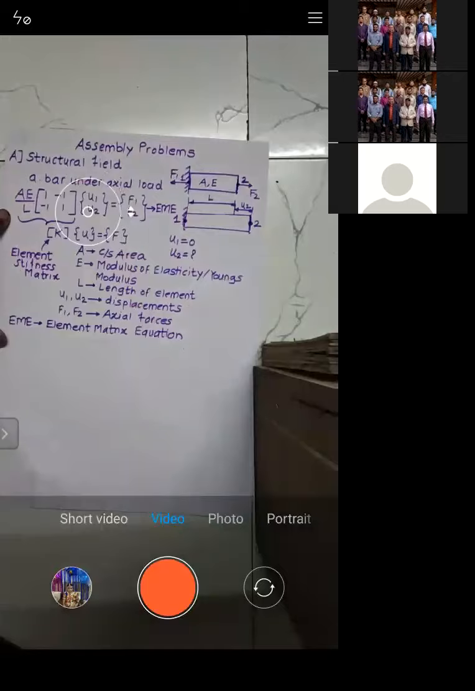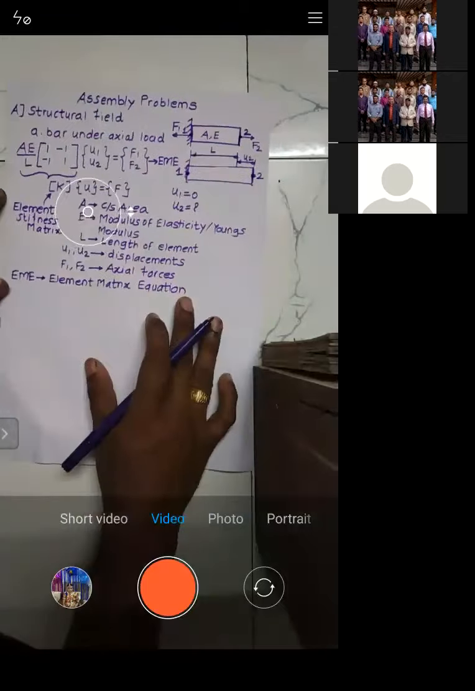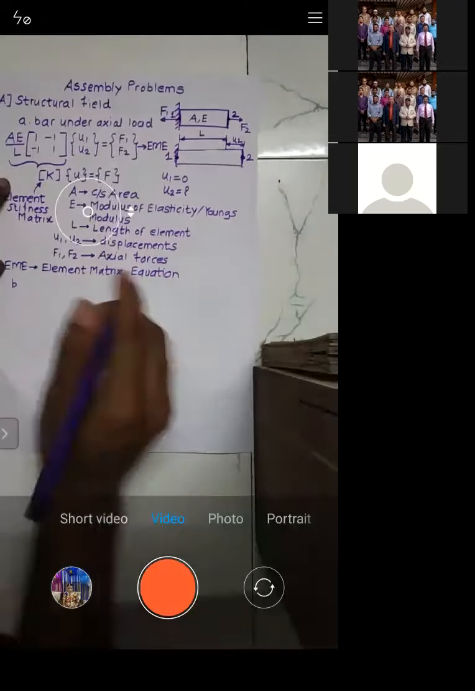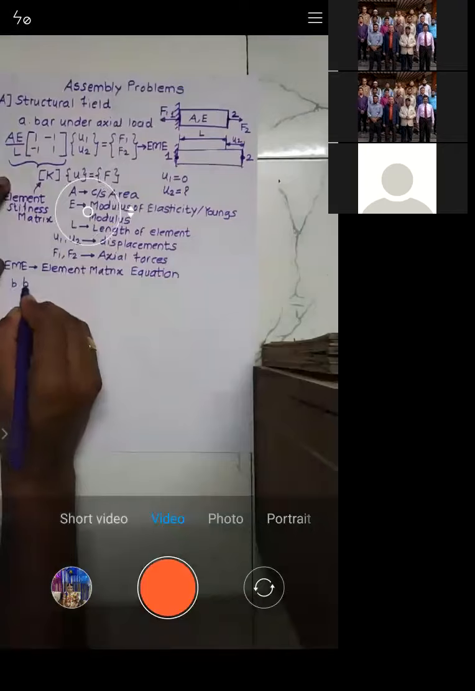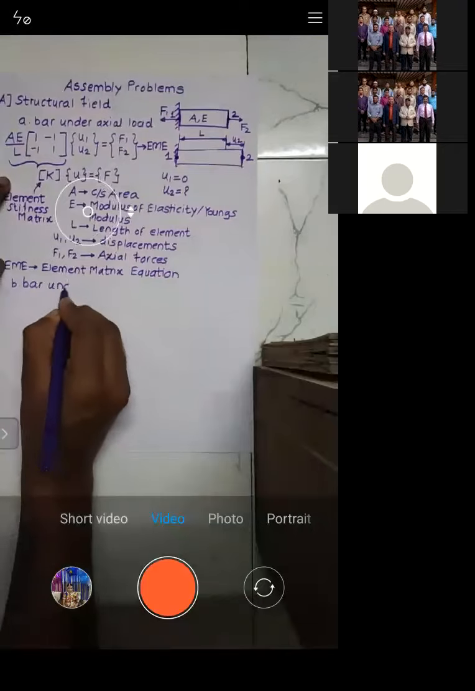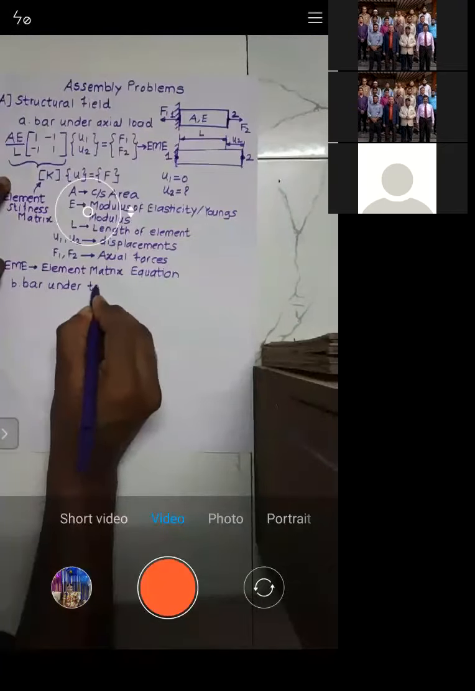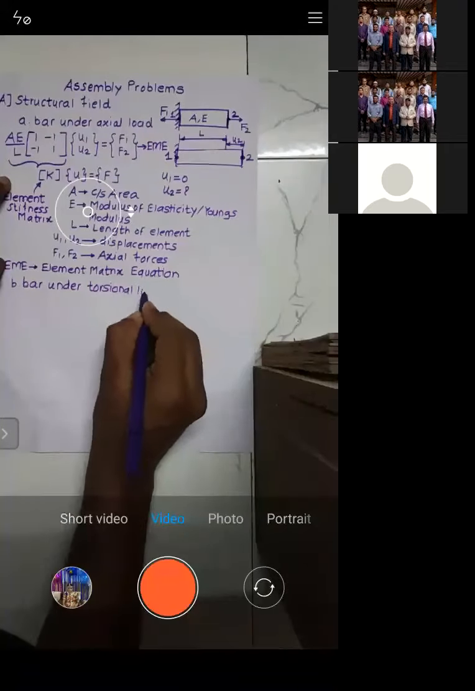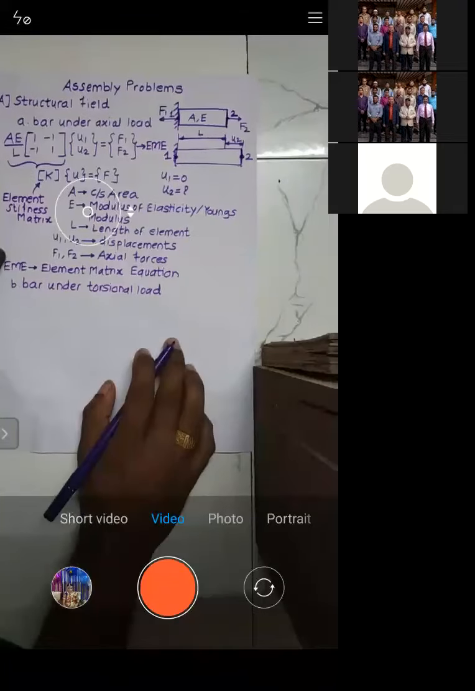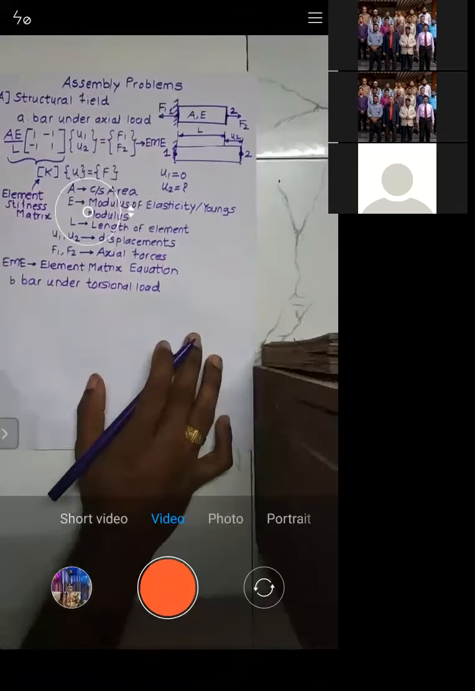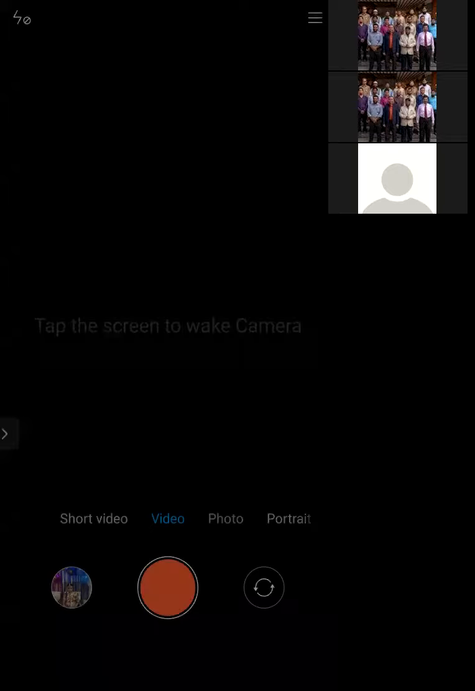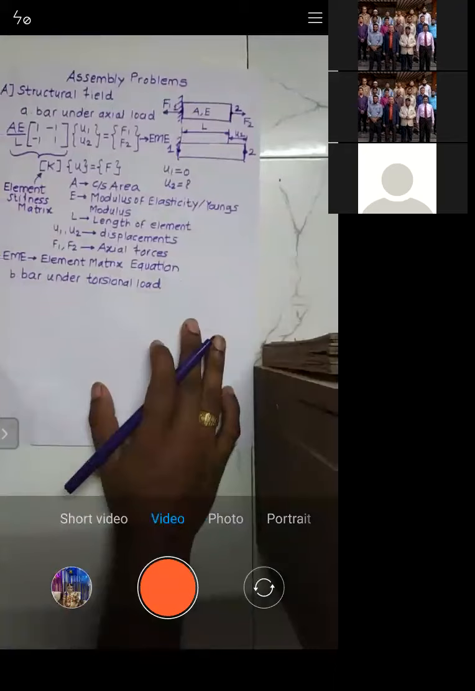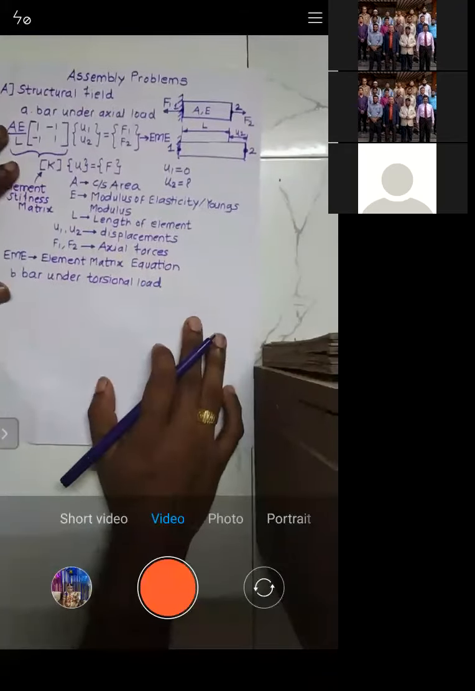Now let's consider the second case. Let's move to the second case. I will call this case B, when I have a bar under torsional load. When you have a bar under torsional load, obviously the properties are going to change.